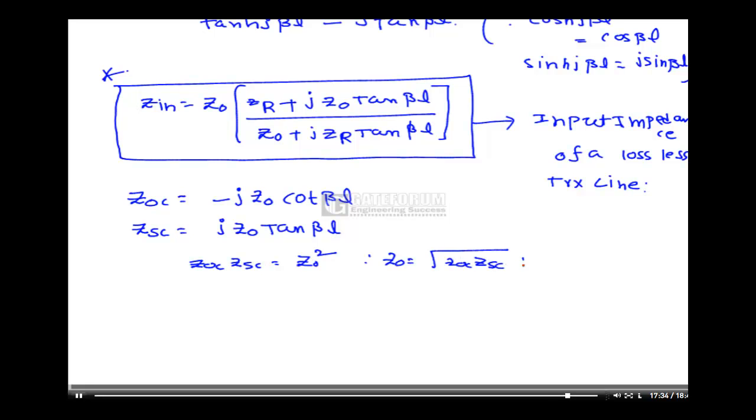So this formula holds for any type of line, whether it is a lossless line, a distortionless line, or a general transmission line. The characteristic impedance is nothing but the square root of open circuit impedance multiplied with short circuit impedance.